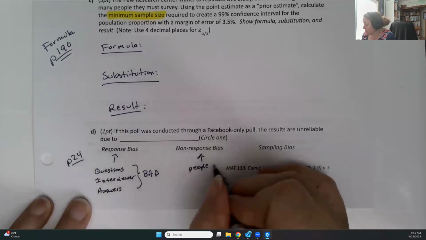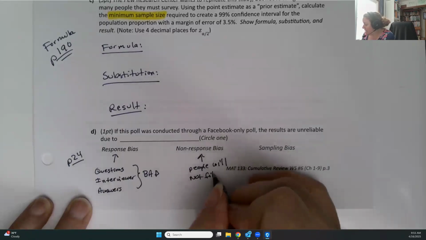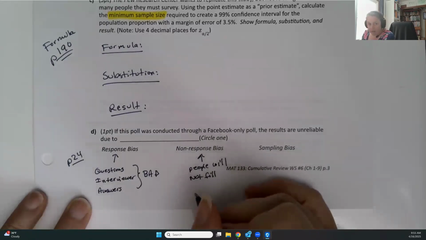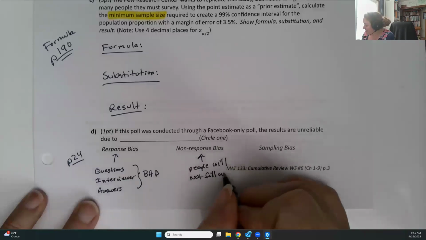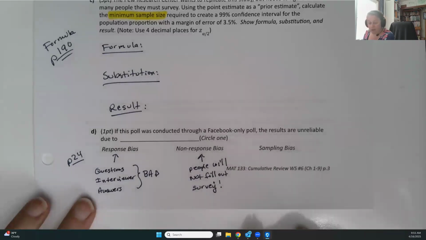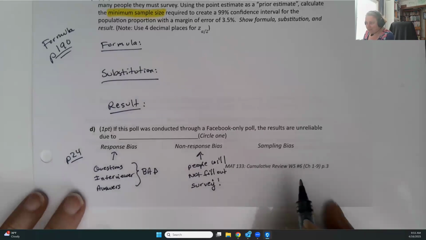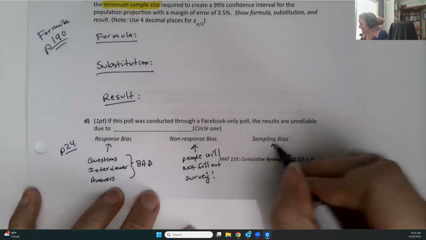Non-response bias is people won't respond. People will not fill out the survey. I have this every time. Every time I ask you guys, hey, where are you going to take your final exam? I always have like 5 people that won't fill it out. Drives me nuts. Right? That's non-response bias. They're not responding to me. I've got one in my Calc 2 class every time. It's like, tell me where you're taking your test.